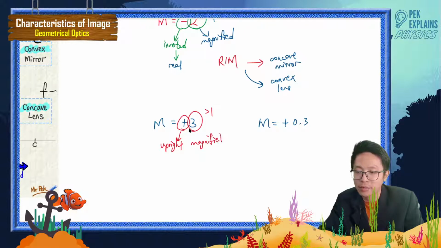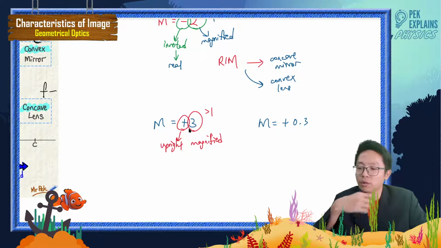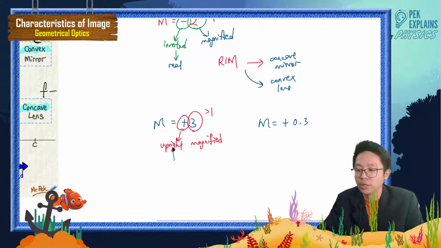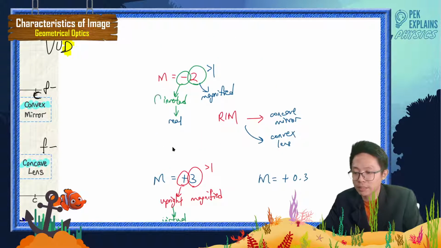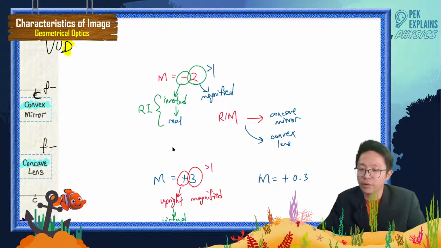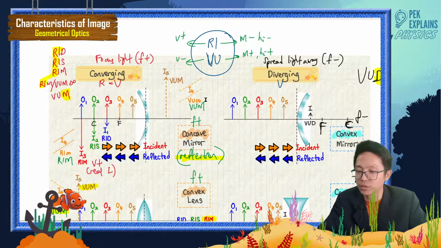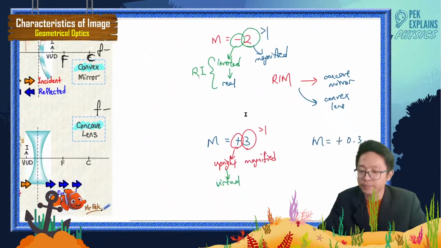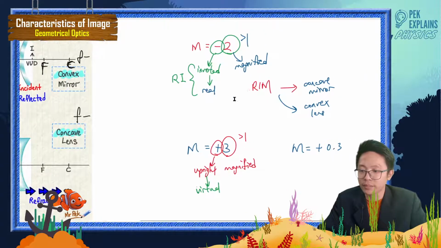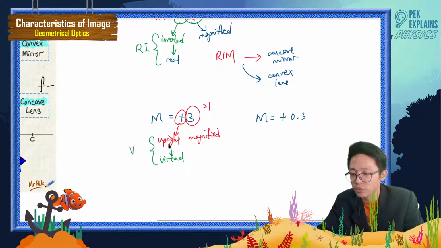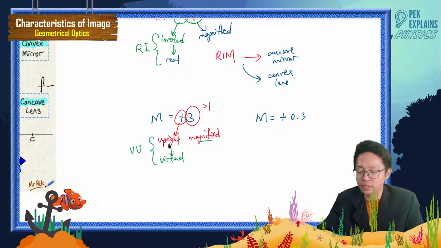Another thing: is this a virtual or real image? I told you already, if upright, it must be virtual, VU. Just now it was real inverted. There are only real inverted and VU, virtual upright. This one just now is real inverted, this one upright means virtual. And then VU magnified, so this is VUM.